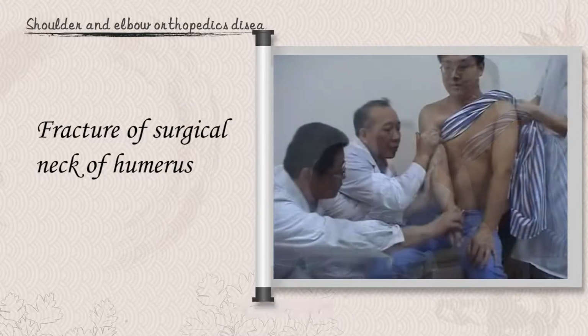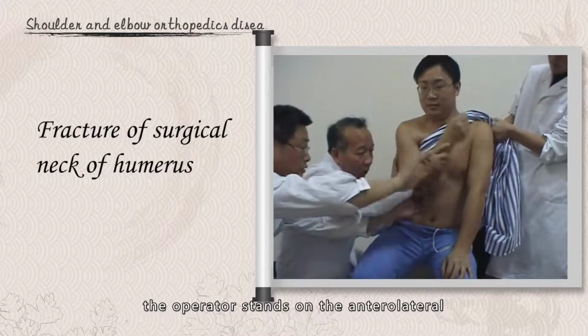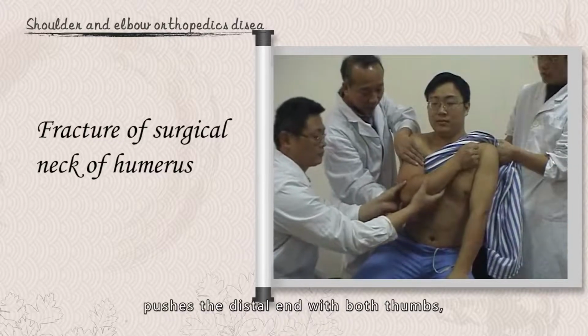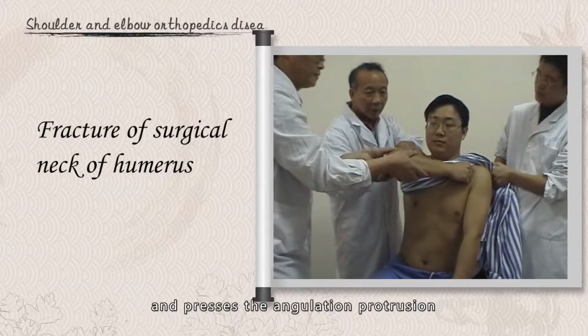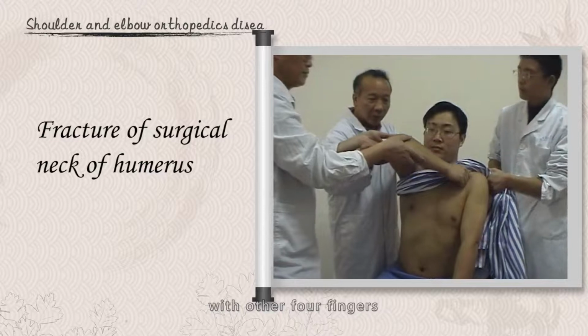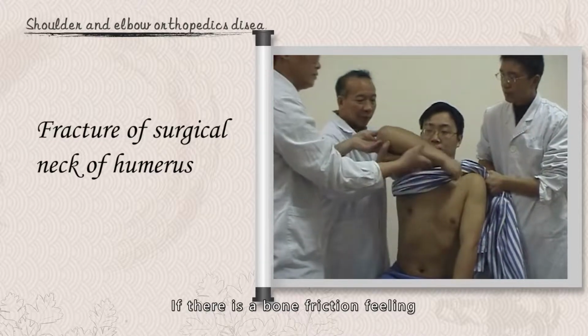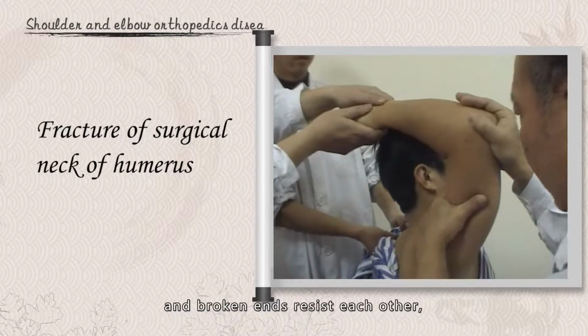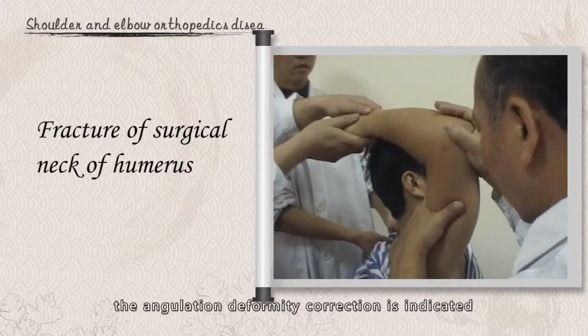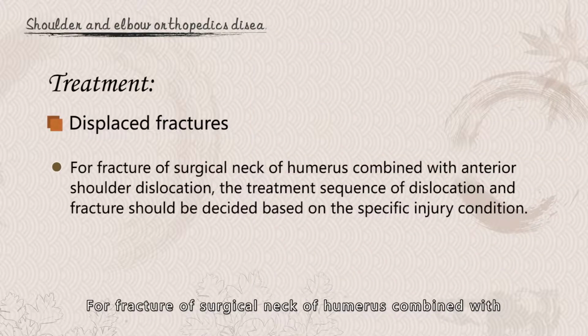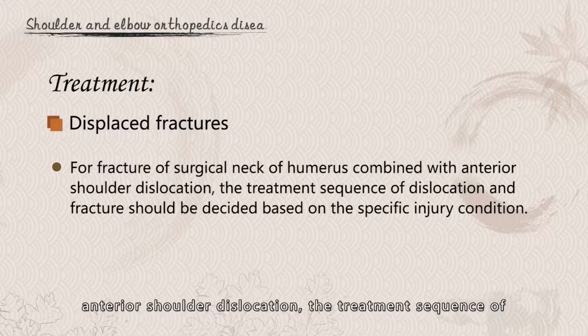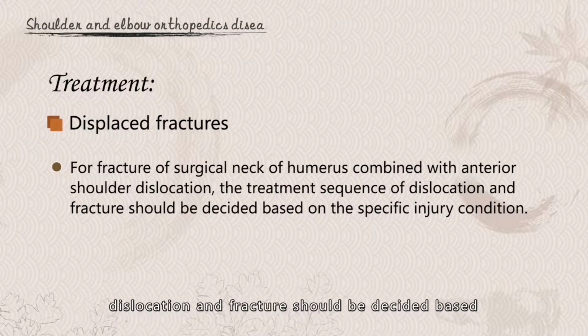At this moment, the operator stands on the anterolateral side of the patient, pushes the distal end with both thumbs, and presses the angulation protrusion with the other fingers. If there is a bone friction feeling, and broken ends resist each other, the angulation deformity correction is indicated. For fracture of surgical neck of humerus combined with anterior shoulder dislocation, the treatment sequence of dislocation and fracture should be decided based on the specific injury condition.